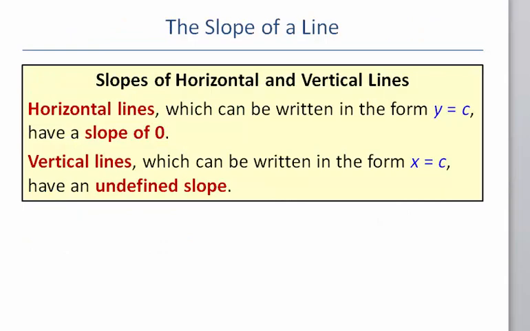If you have horizontal and vertical lines: horizontal lines, which remember are written only with the variable y, so oftentimes y is equal to a number, make a horizontal line, and those have a slope of 0. And vertical lines, which can be written in the form x is equal to some number, with only an x in the equation, have an undefined slope.